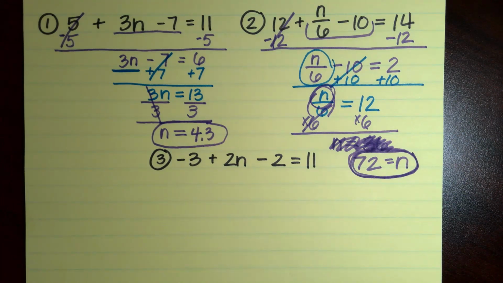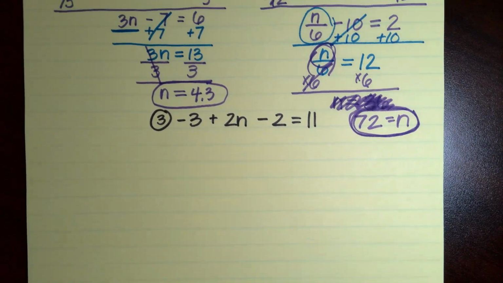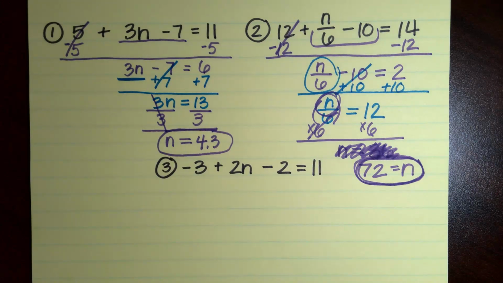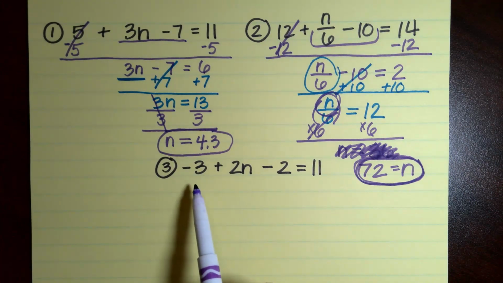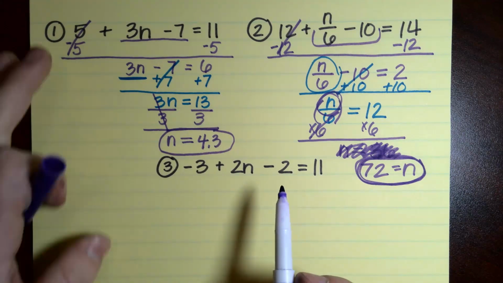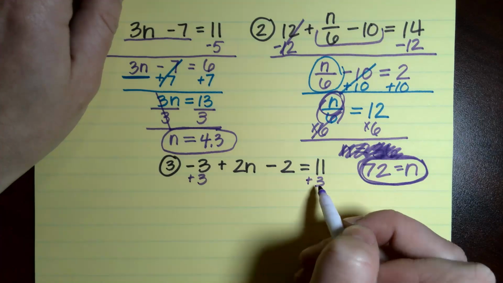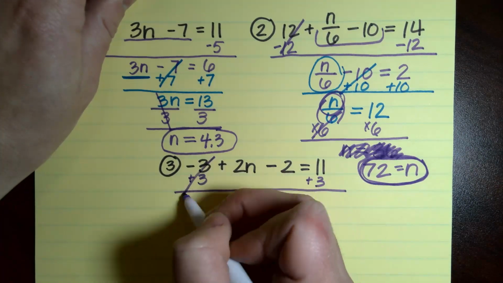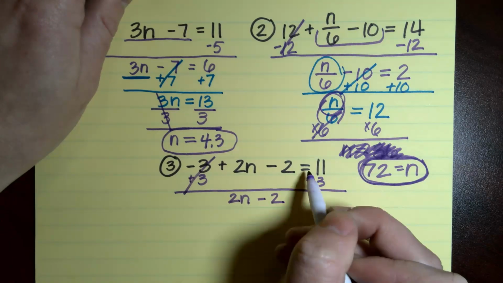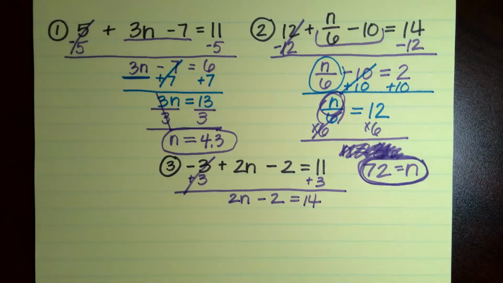Okay. One more for good measure. Number 3. I'll leave that showing a little bit in case somebody didn't finish writing. All right, number 3, we have negative 3 plus 2 times n minus 2 equals 11. What should we do first? Add 3 to both sides. Okay, our 3's cancel. We're left with 2n minus 2 equals 11 plus 3 is 14. Now what?